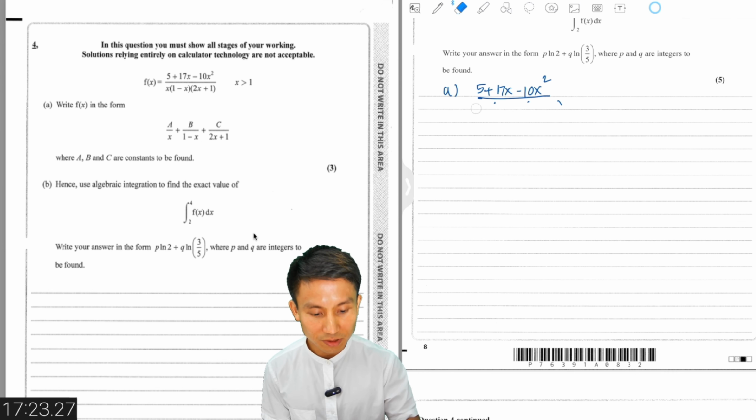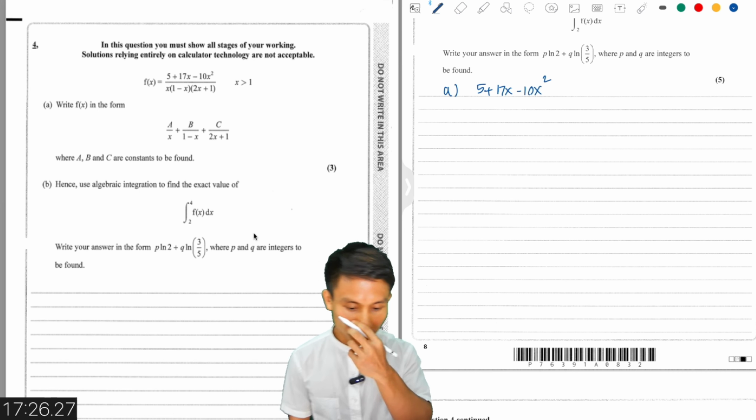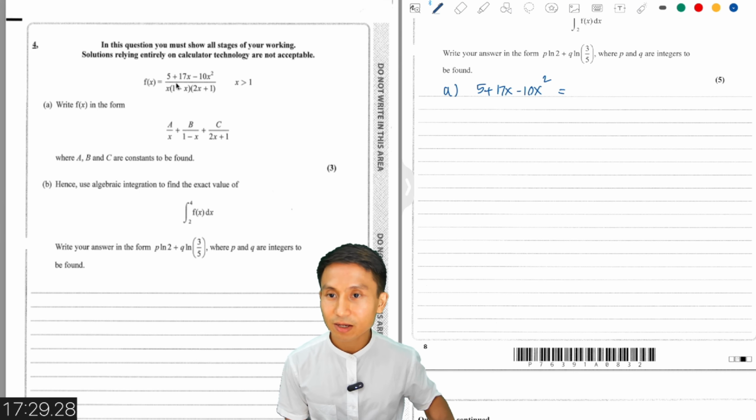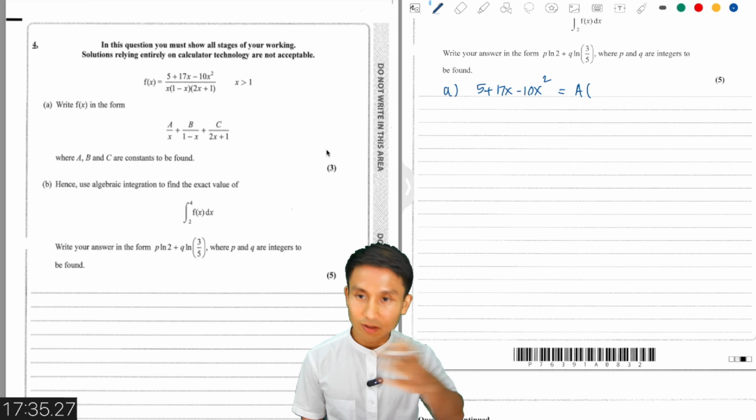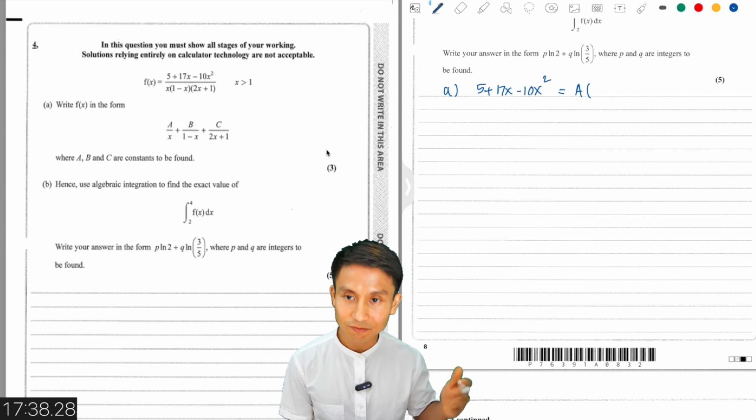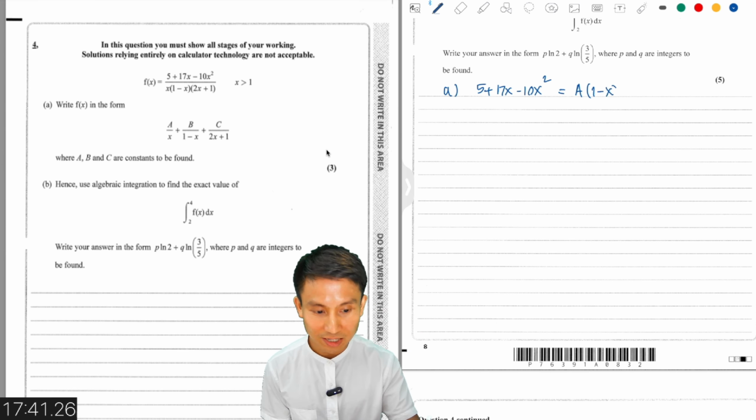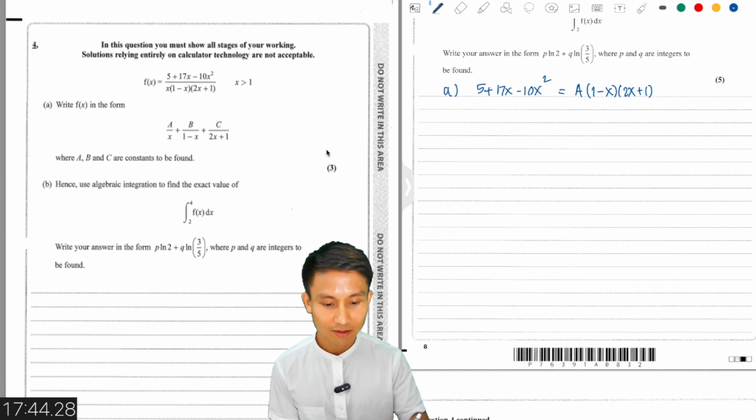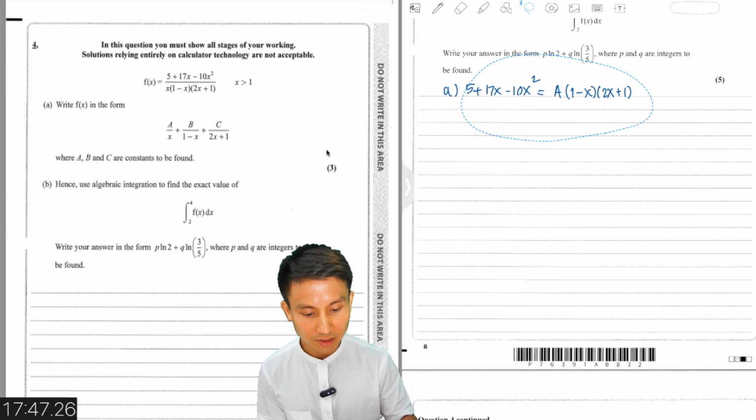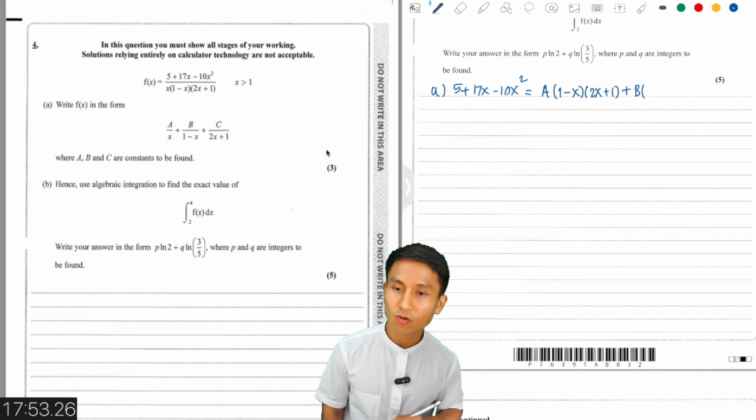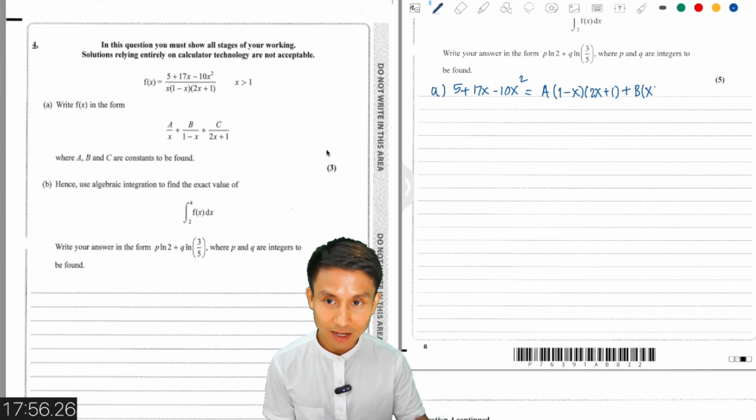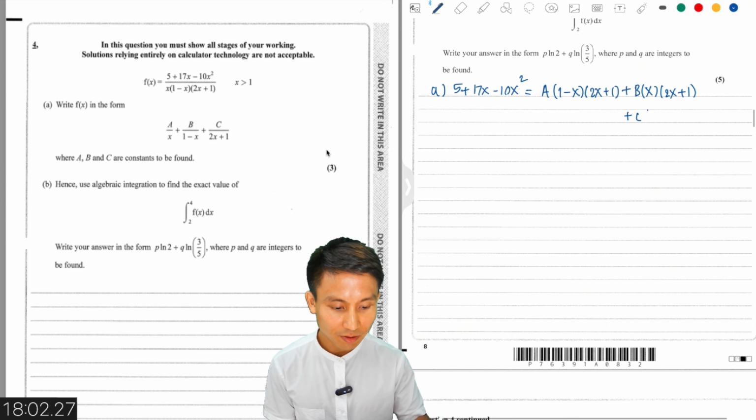Okay, I'm not going to write it because they already give us the form there. So I'm just going to multiply by the whole denominator on both sides. So you multiply by the 3 terms. For A over x, we're left with the other 2 terms, which is 1 minus x and 2x plus 1. And for B, multiplying the whole thing by 1 minus x, we get x and then 2x plus 1. And for C, we have x and then 1 minus x.